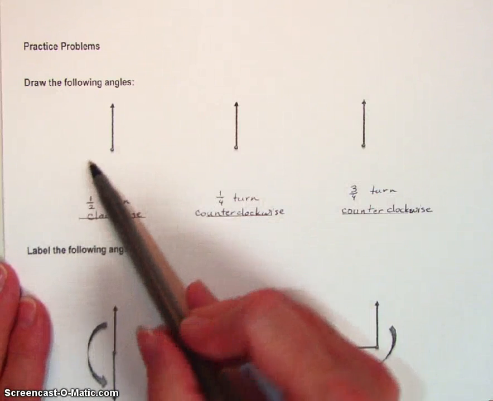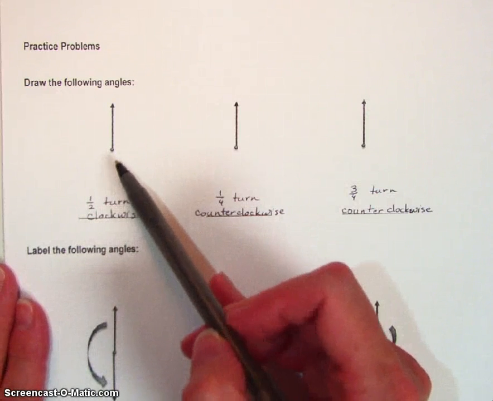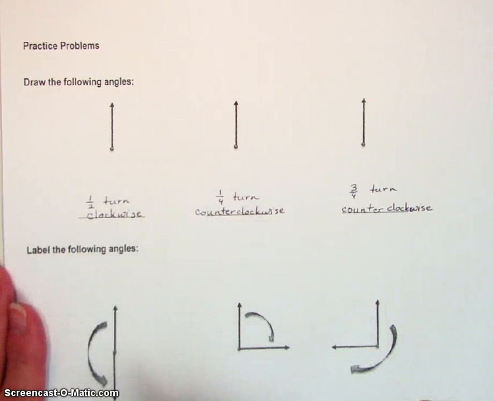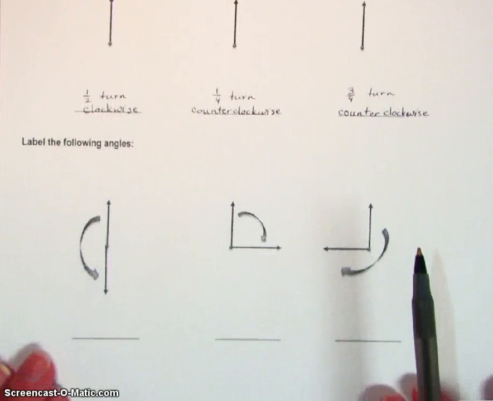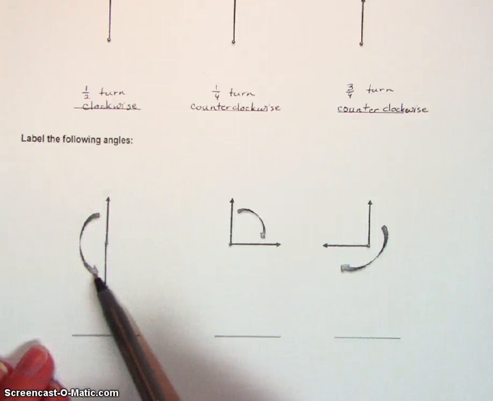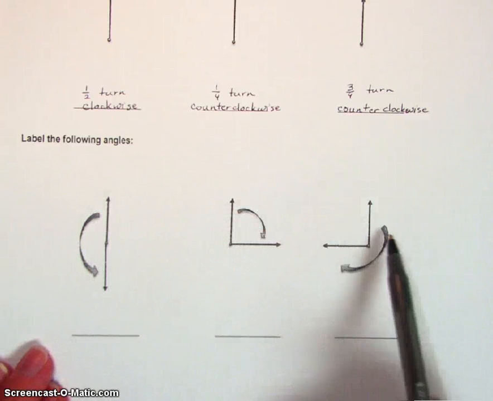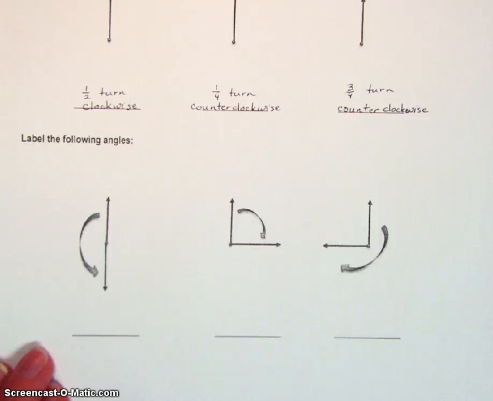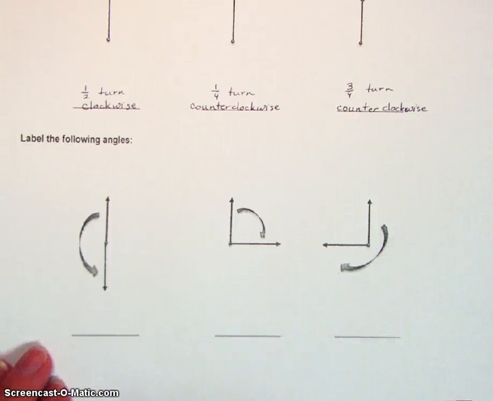Make sure when you're doing this that you show me your side and you show me which direction you went with an arrow. For the bottom 3, you just need to label what kind of turn it was. You can see this one goes here, the second one goes this direction, and the third one goes around this way. When you're finished with that, make sure you go back and write your 2 questions and your summary.